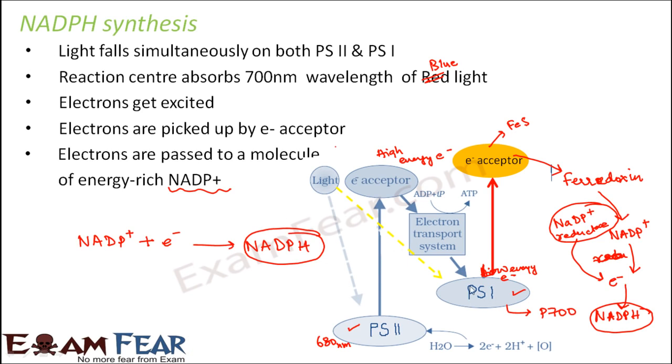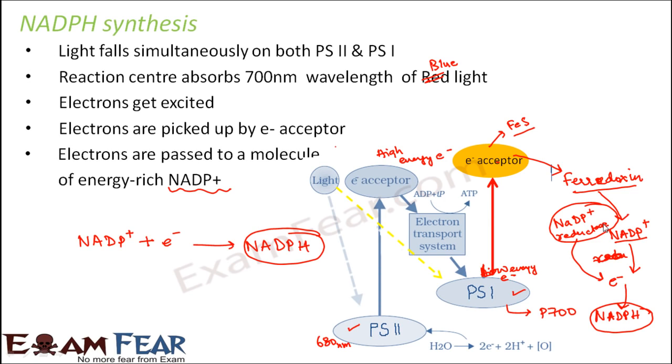So as light falls here, the low energy electrons gain sufficient energy and get excited. They are picked up by the electron acceptor FeS. From there they move on to ferredoxin, and from ferredoxin to NADP+. NADP+ accepts this electron and becomes NADPH. The enzyme which helps in this conversion is NADP reductase. That is a simple process, not too complicated. This is how NADPH synthesis occurs.